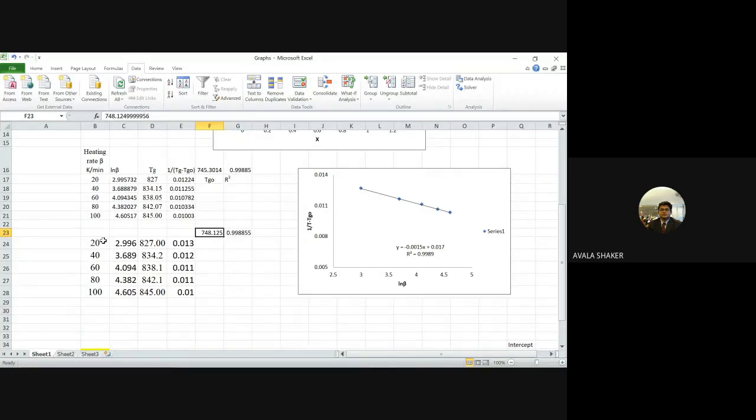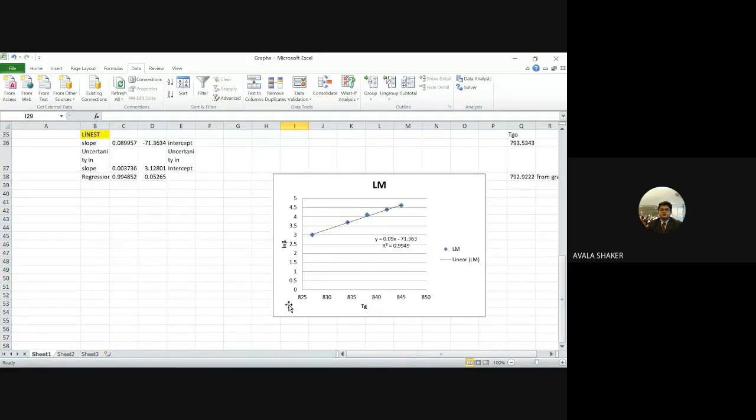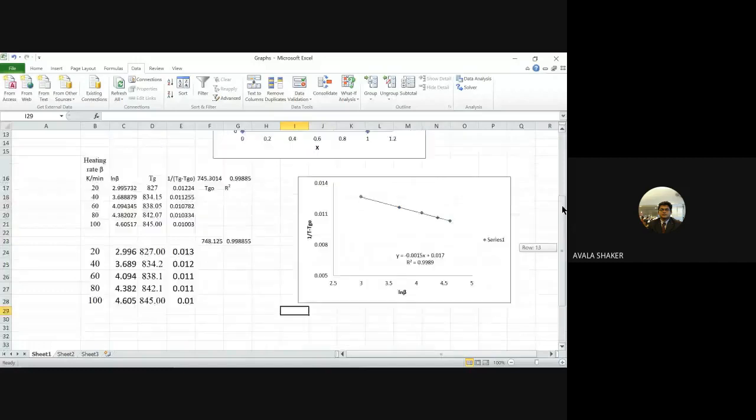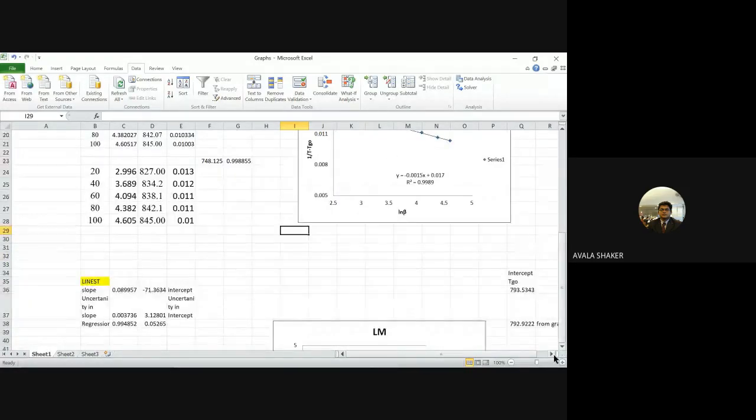This is basically a heat flow meter: how much heat has to be passed so that the temperature changes. These are called DSC, differential scanning calorimeters, that we use. So let's go and add another graph.